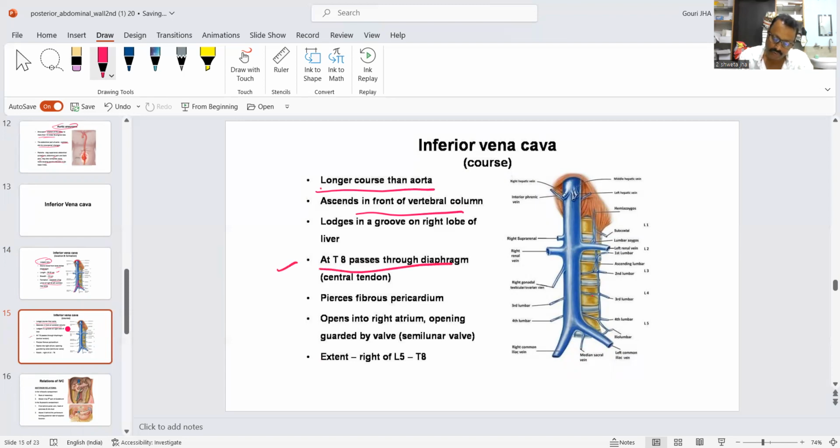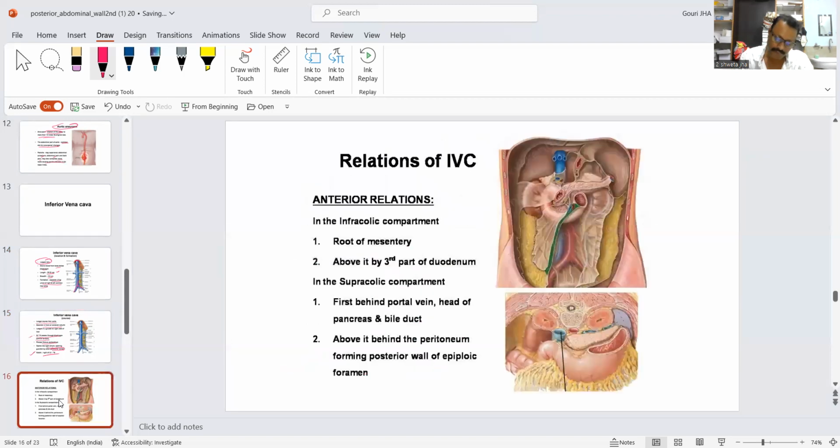At T8 it passes through the central tendon of the diaphragm. There will be an opening for the inferior vena cava. It will enter through it, pierce the fibrous pericardium and open into the right atrium. The opening is guarded by the semilunar valve, and it extends from L5 to T8. It is on the right side, and the aorta is on the left side.